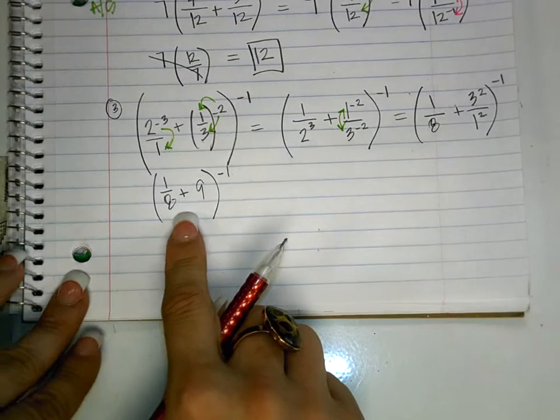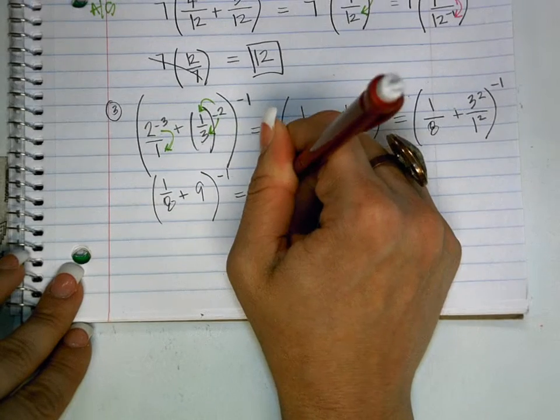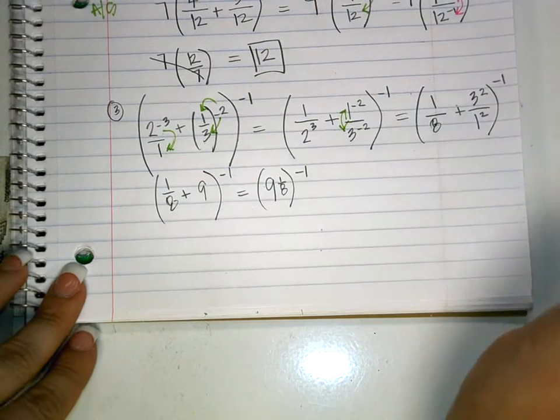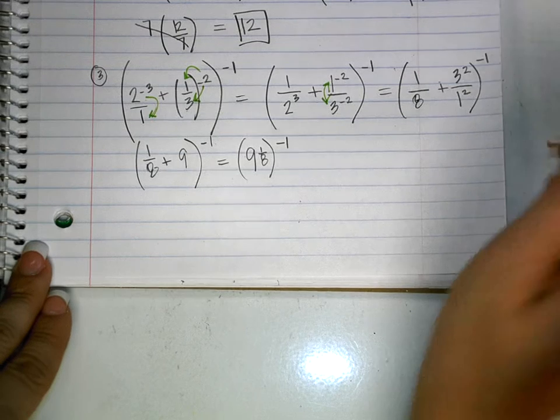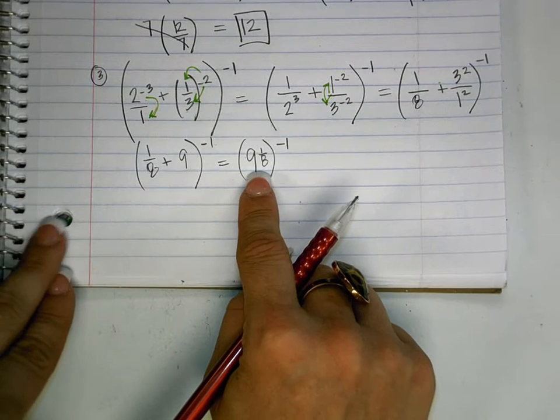Again, we're still inside, so it's going to give you 9 1/8. 9 1/8 raised to the negative first power. Can you do that? Sure. Not quite yet. What do you have to do? Make it an improper fraction.